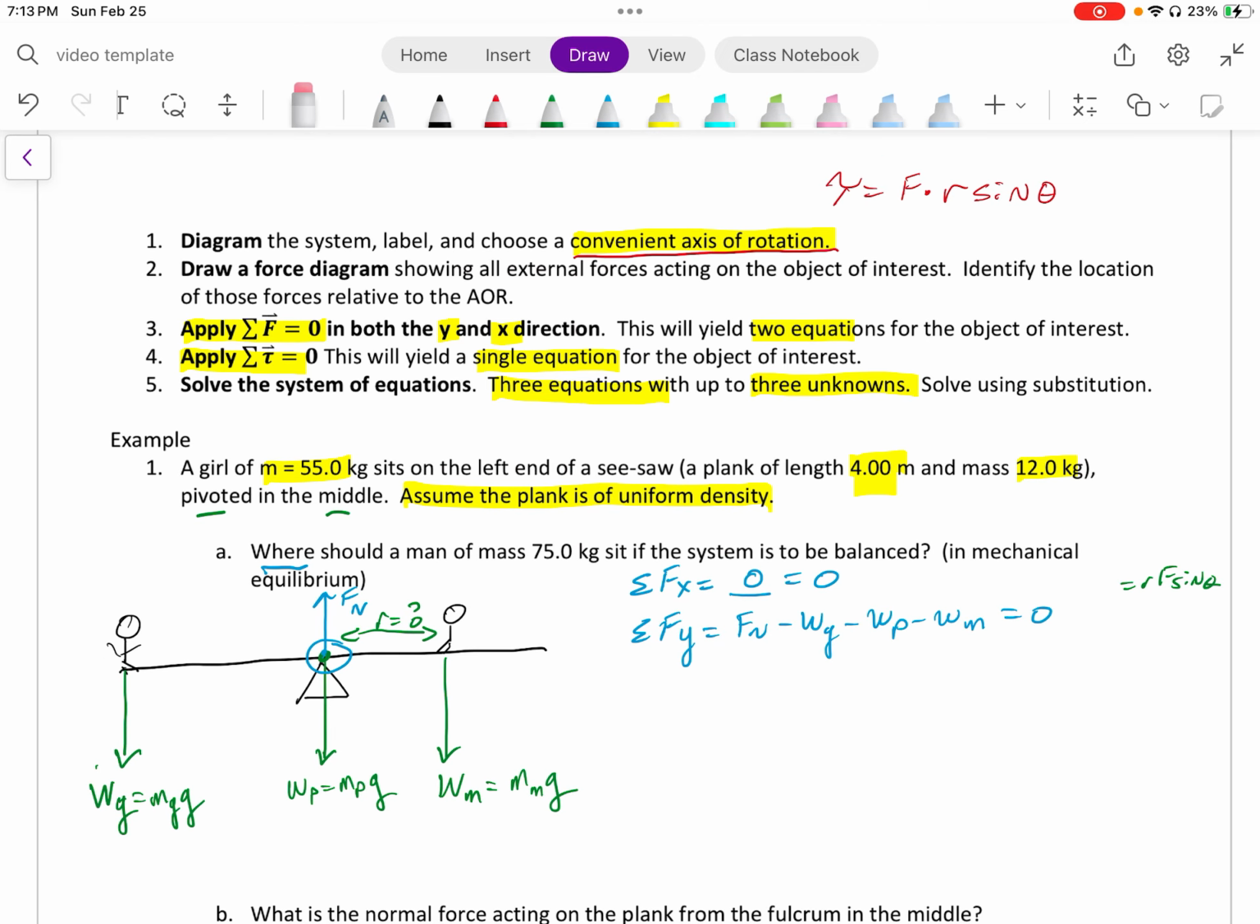The force equation, the sum of all the forces, does not have any distances in it. For torque, it's torque equals r F sine theta. There we go. Okay, so let's sum the torques.